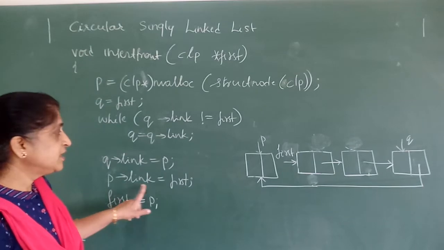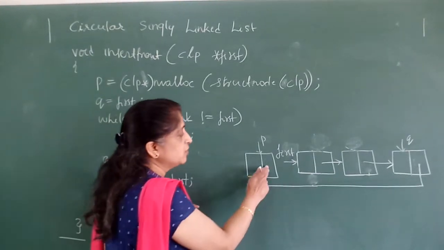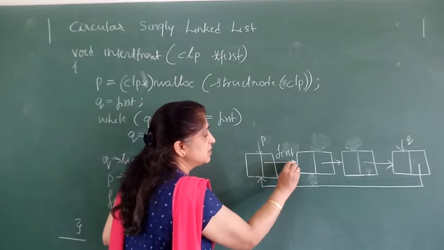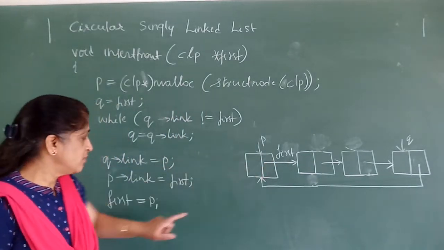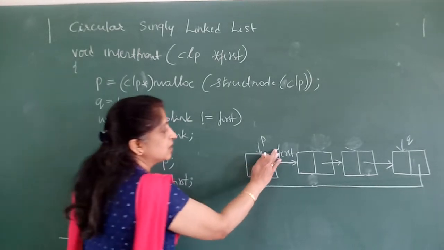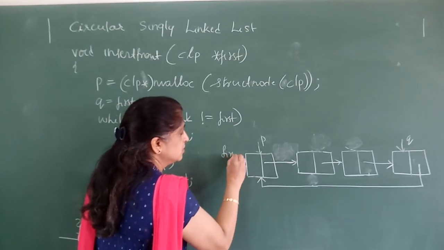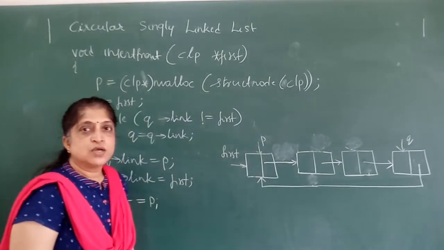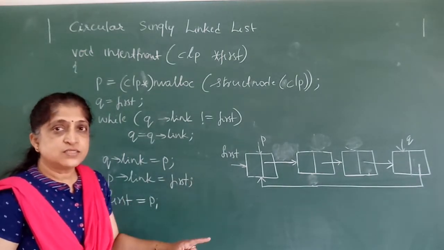Then I write p link is equal to first. That is, the link field of the p node will start pointing to the first node. Now I have to make the external pointer point to p, so I have written first is equal to p. Now first will no more point to this node, first will now point to this node. Thus I have successfully inserted a node at the front of the list.